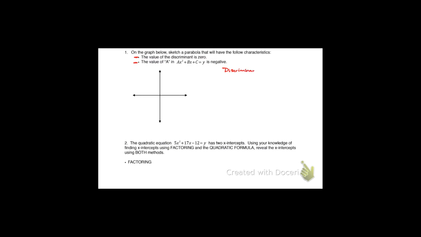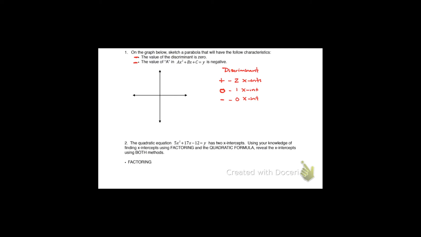remember that we have 3 possible outcomes. We have a positive discriminant where we have 2 x-intercepts. We have a 0 outcome for our discriminant where we have 1 x-intercept. And we have a negative outcome where we have 0 x-intercepts. That's where we don't have any solutions.